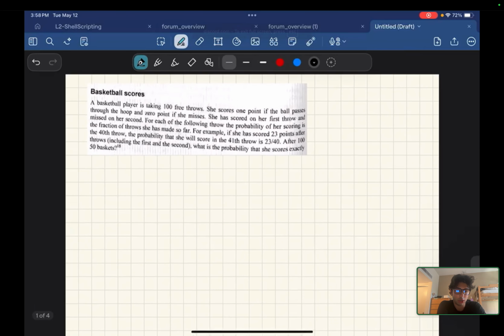This question is called basketball scores. It says a basketball player is taking 100 free throws. She scores 1 point if the ball passes through the hoop and 0 points if she misses. She has scored on her first throw and missed on her second.